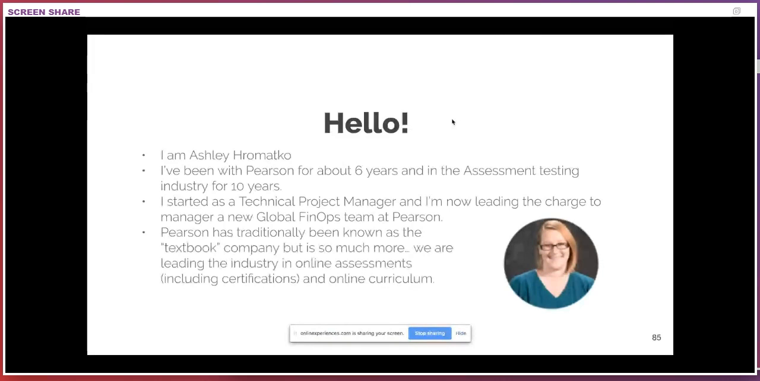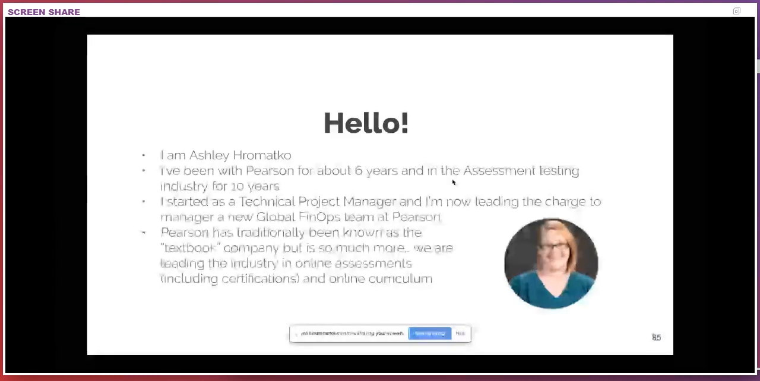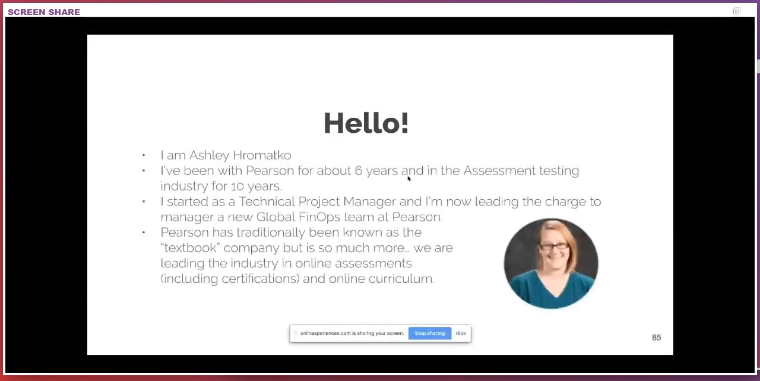at Pearson. For those that don't know who Pearson is, we've been traditionally known as a textbook company, but we're so much more than that. We're leading the industry in online assessments, including certification and online curriculum. I think going back to what Mike was talking about, you can imagine how COVID has impacted us in both of those sectors in the last couple months.